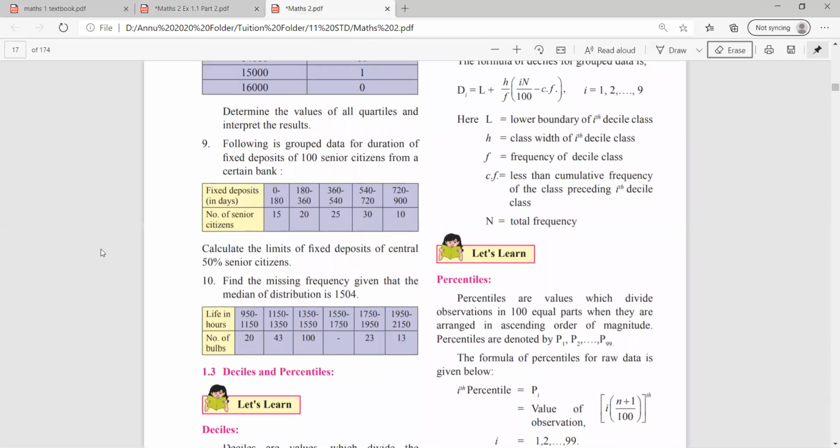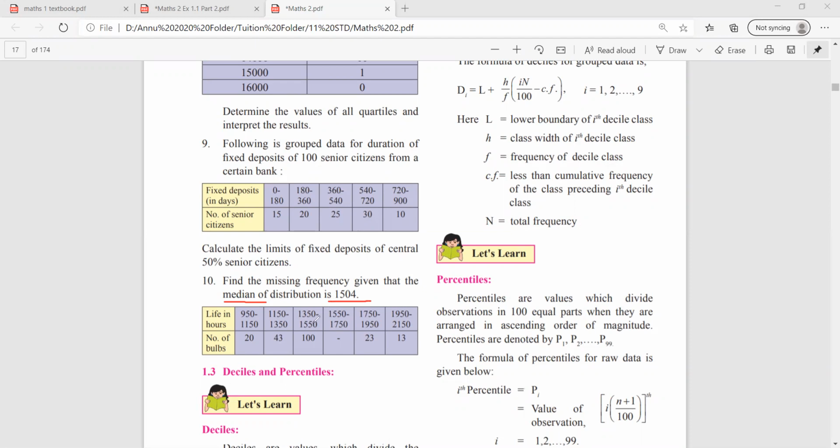Okay. So coming finally towards the end, the 10th sum, again you have to find the missing frequency given that the median of the distribution is 1504. So as you can see, the classes are continuous and there is only one frequency missing over here. So that means you will get only one n, which you will get from the CF or after totalling the F. Also, they have given to you the median. Median means Q2. I can say the exact mid value is given to be 1504.